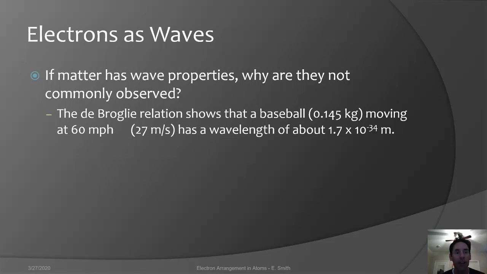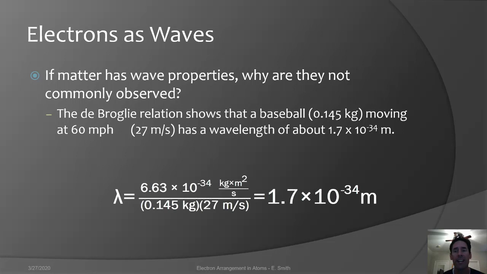So if matter actually has wave properties, why aren't we able to see them? Why is it that when I throw, for example, a baseball, I'm unable to see it move in a wave-like pattern? Well, the reason is that the wavelength is so tiny. If we use a baseball, which has an average mass of about 0.145 kilograms, and let's say we throw it at 60 miles per hour, and no, you're not going to the major leagues with that, it has a wavelength of about 1.7 times 10 to the negative 34th meters. That wavelength is way too small.